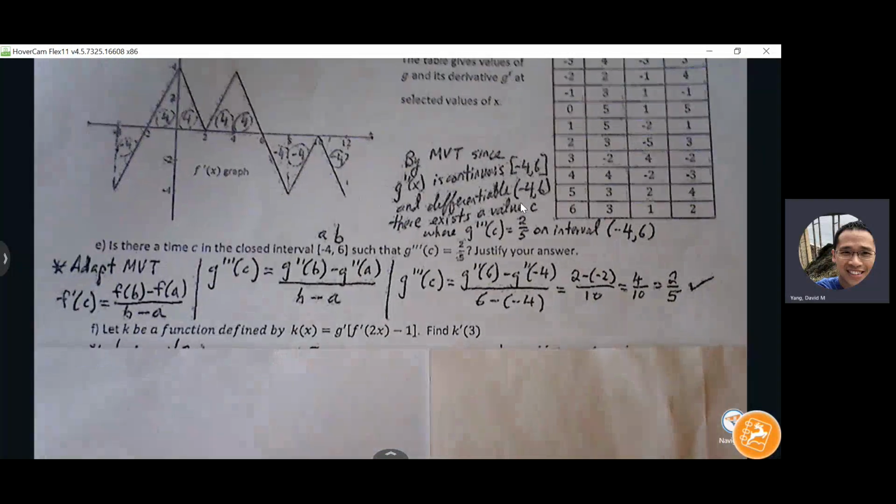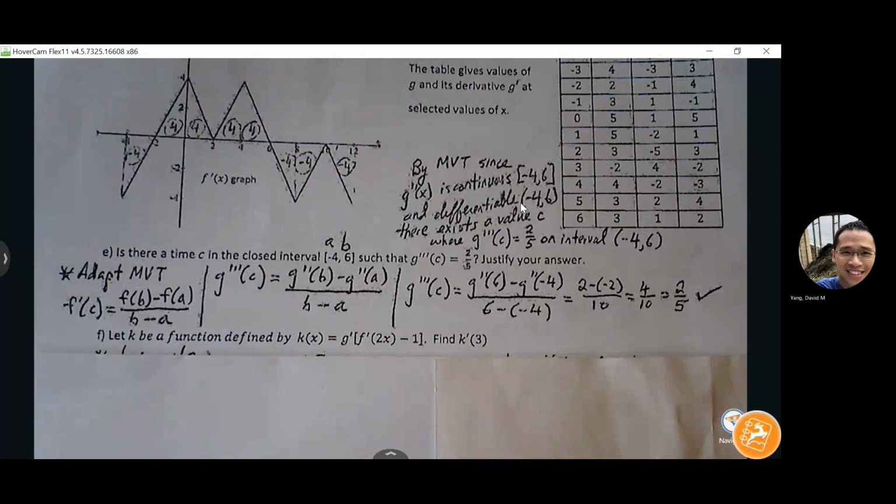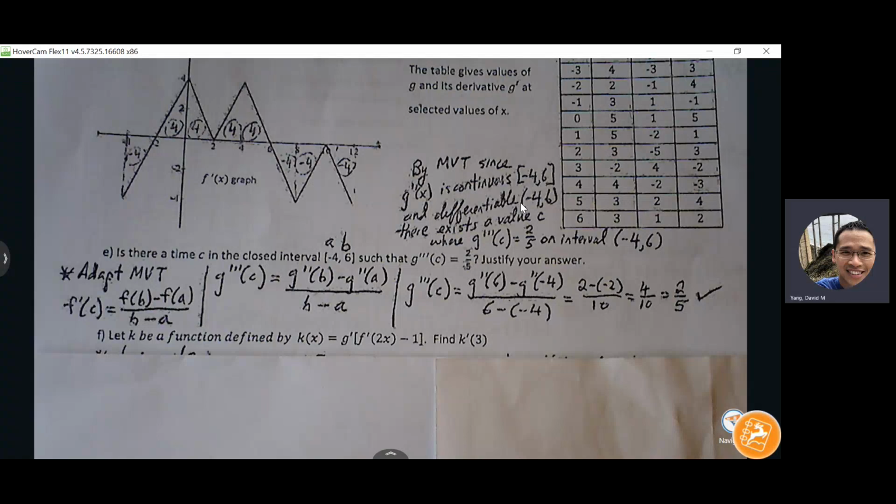Mean value theorem is if we're trying to find absolute max or absolute min.